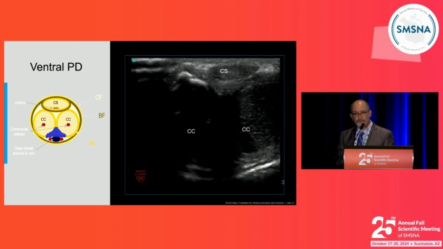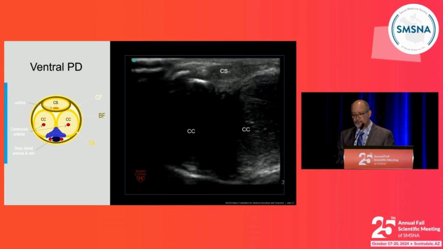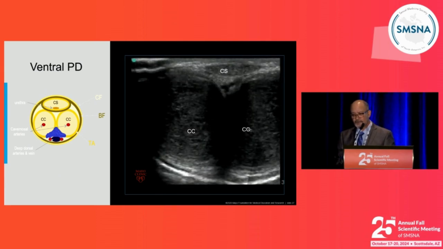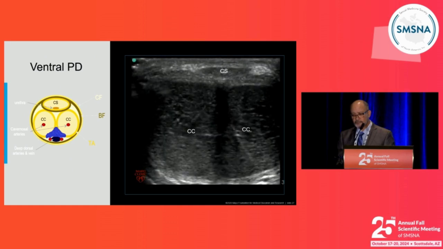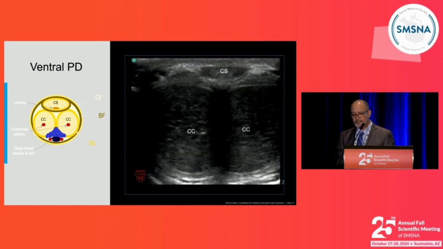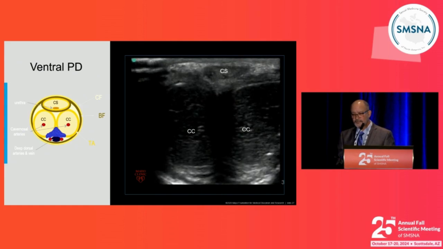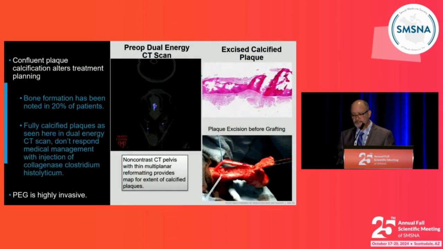So this is a ventral plaque. You can see the corpus spongiosum on top and the two cavernous bodies there. So examining the penis from dorsal, ventral, and at the level of the crura is important in these studies. Now, unfortunately, about 20% of patients actually progress to true bone. And if you feel bone, I would advise you go ahead and get a standard CT non-contrast or a dual energy study before you do that excision.